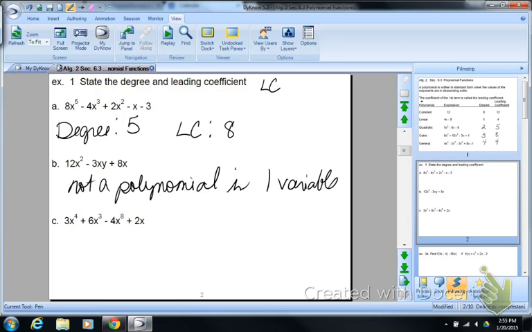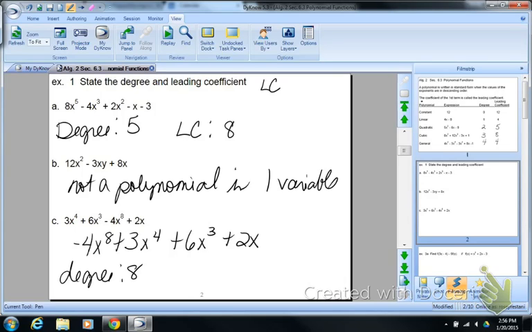Now let's look at example C. Is this in descending order? No. So we have to rewrite it and put it in descending order. So when we rewrite it, it'll be negative 4x to the 8th plus 3x to the 4th plus 6x to the 3rd plus 2x. So we're going to put it in descending order. Now, what is the degree in this polynomial? 8. And the leading coefficient is negative 4. Very good.